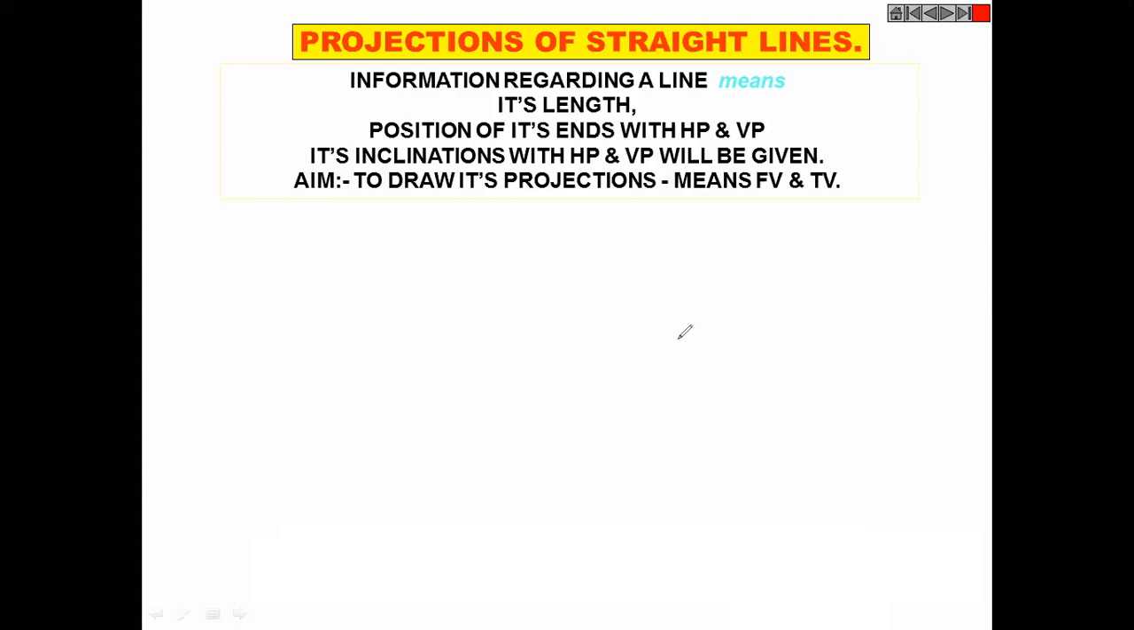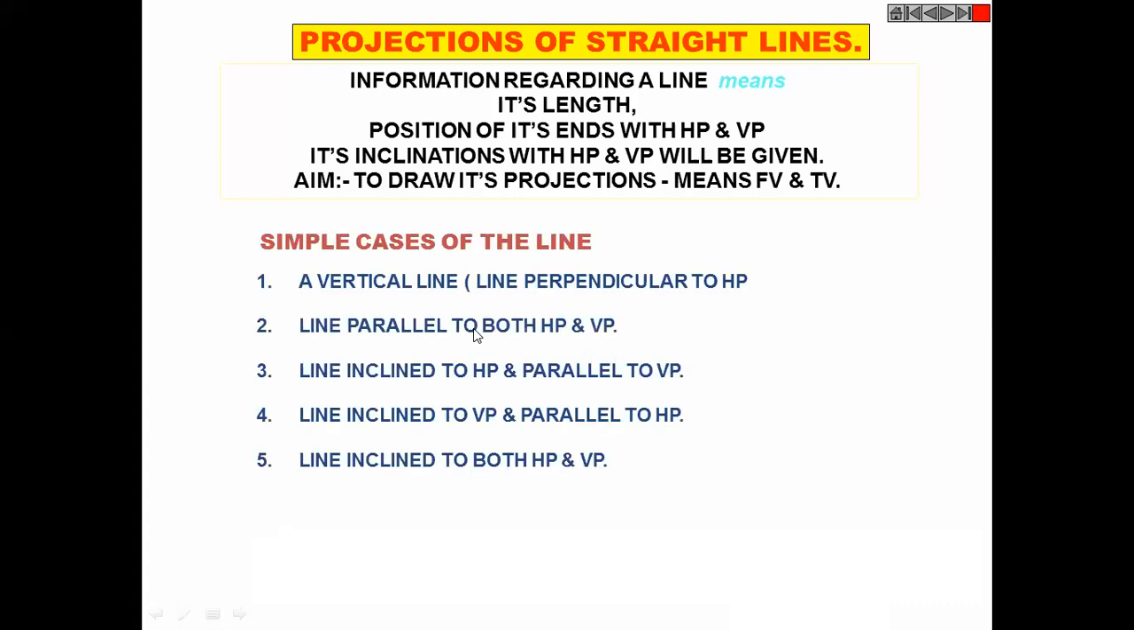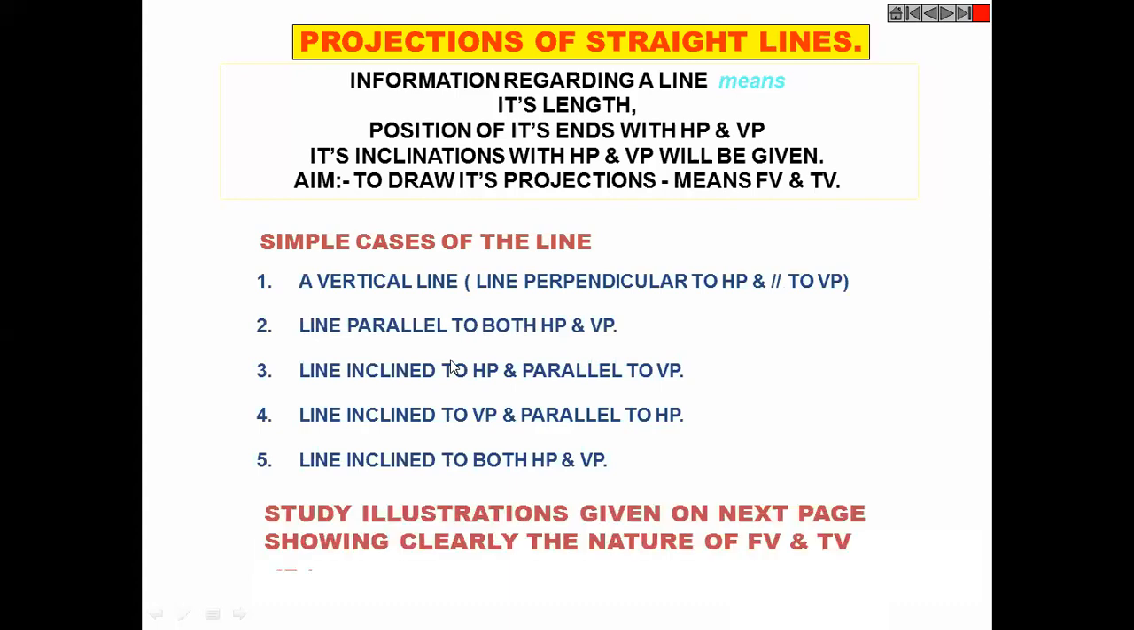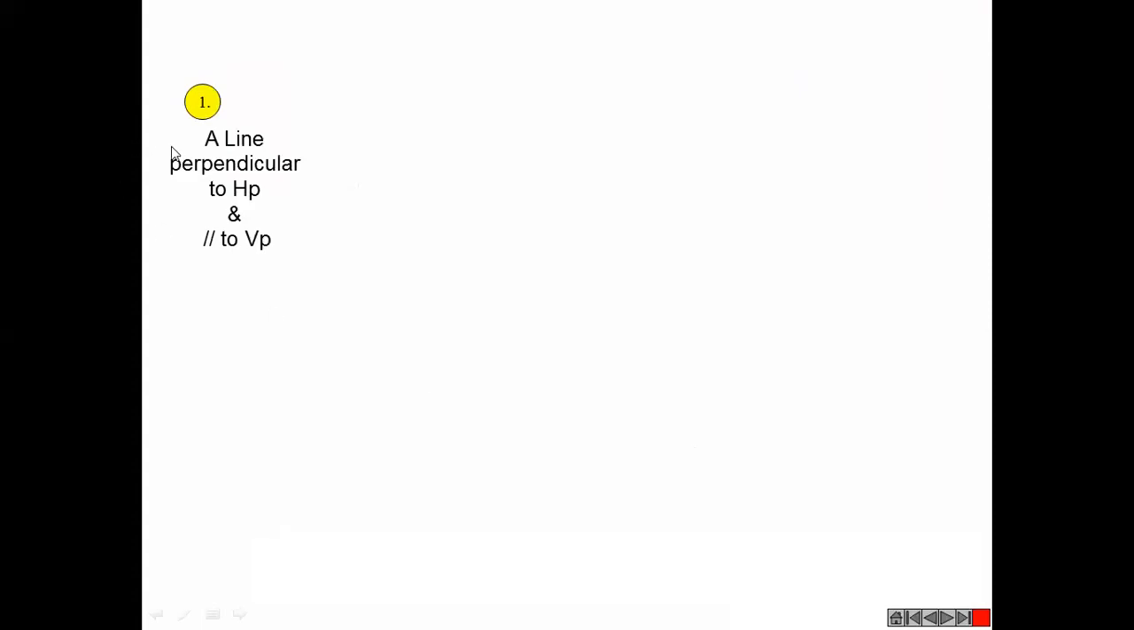Okay, now we will see this. Simple cases of line. We have seen this in a stationary manner. Now we will understand the same thing in animations. Illustrations are given. First, a line perpendicular to HP and parallel to VP. First of all, assume the wall in front of you is the vertical plane and the floor on which you are sitting is the horizontal plane. Adjust your pen according to this statement.